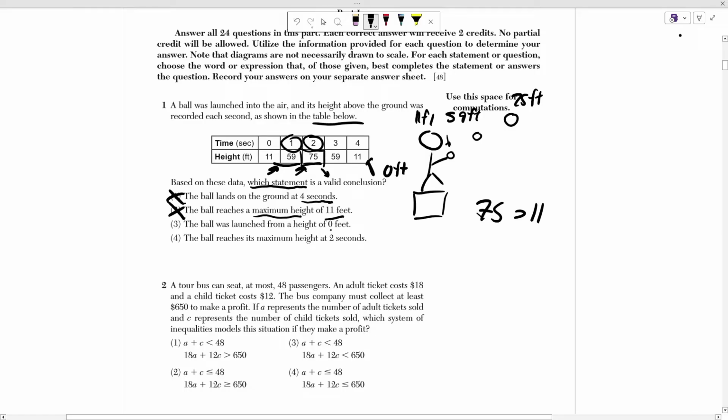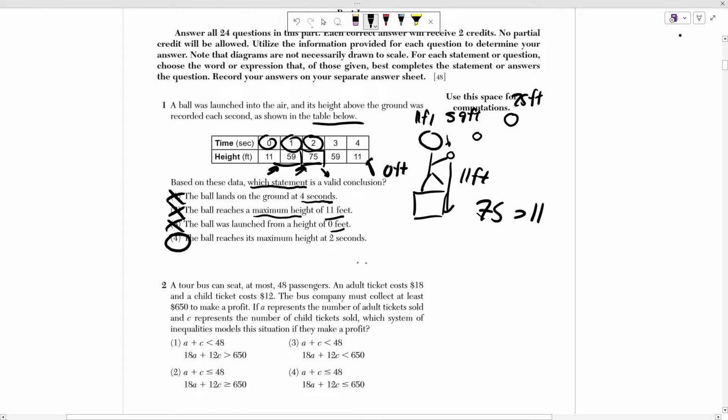Choice 3: the ball was launched from a height of 0 feet. This choice is also wrong because, look, at time equals 0, the height of the ball was actually 11 feet. The moment 0 seconds represents the moment that he was about to release the ball from his hand, and guess what? The ball was already 11 feet above the ground, right? So it wasn't launched from a height of 0 feet, it was actually launched from a height of 11 feet, which leaves us with choice 4 as the correct answer.